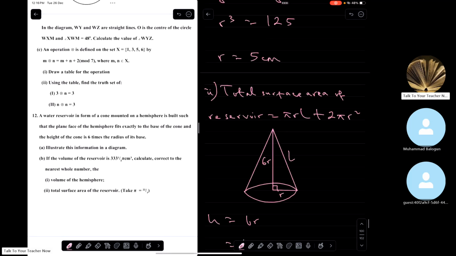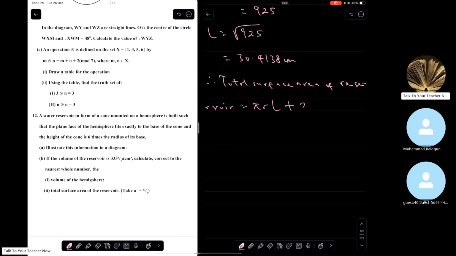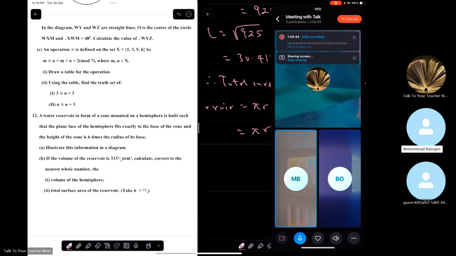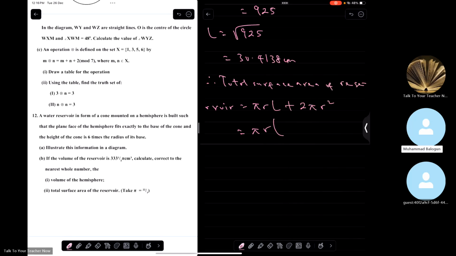Pi r L plus what? 2 pi r squared. Pi r L plus 2 pi r squared, which is equal to pi r into bracket. What do we have, Mohammed? Pi r into bracket L plus what? L plus 2 R. Are you guessing? L plus 2 R. It's correct. L plus 2 R.